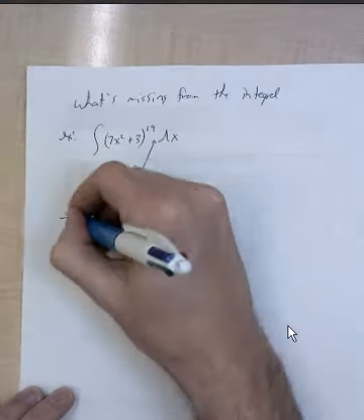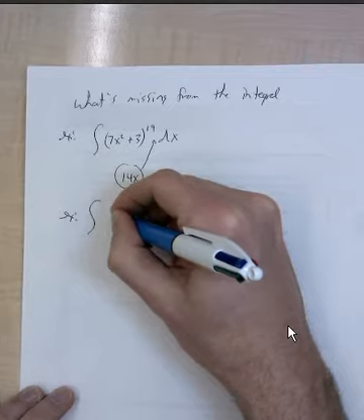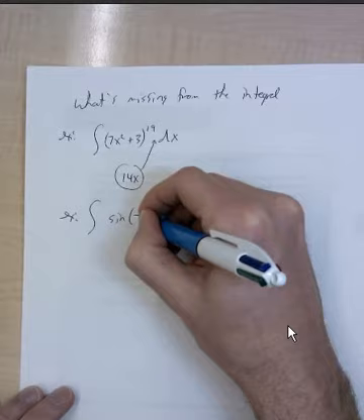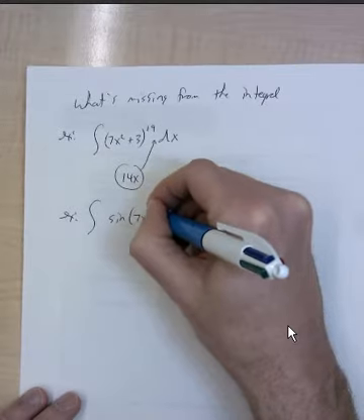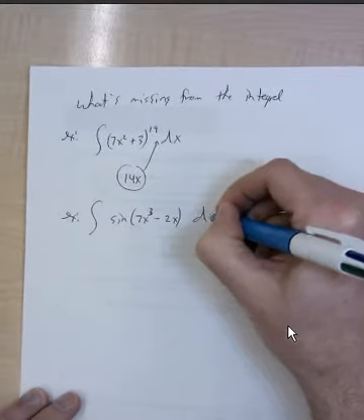Let's do the integral of sine of 7x squared. Oh, why did I do 7x squared again? Okay, fine. I'll do 7x cubed minus 2x dx. I want to know what's missing.